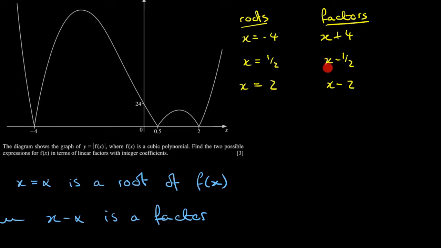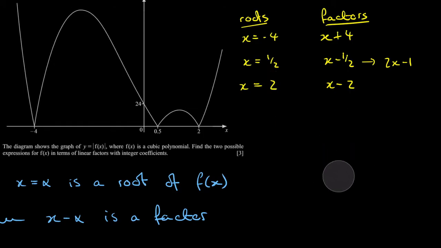So how can I change that? Well, I can multiply the whole thing through by 2. If I multiply the whole thing through by 2, then I'm going to get 2x minus 1. And so I've changed this into a linear factor, but now with integer coefficients. If you're not sure about that, this still gives a root equal to a half, because if we set 2x minus 1 equals 0 and solve, we get x is equal to half. So the root is still a half, the factor theorem still holds.